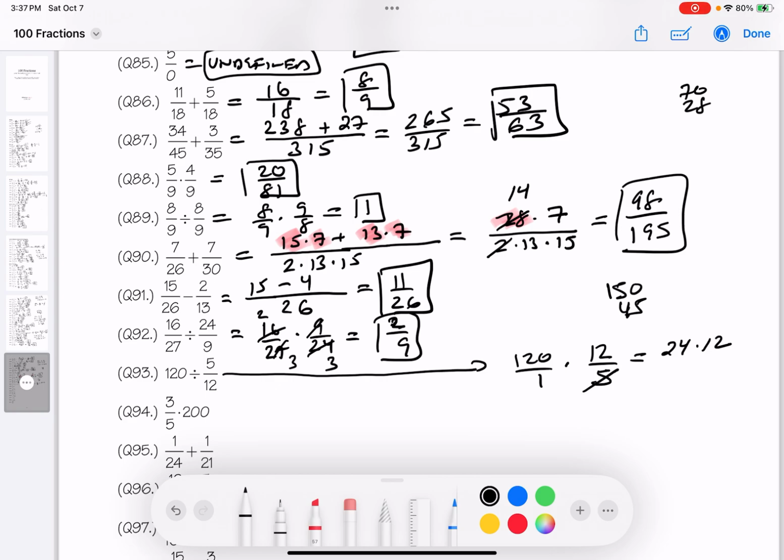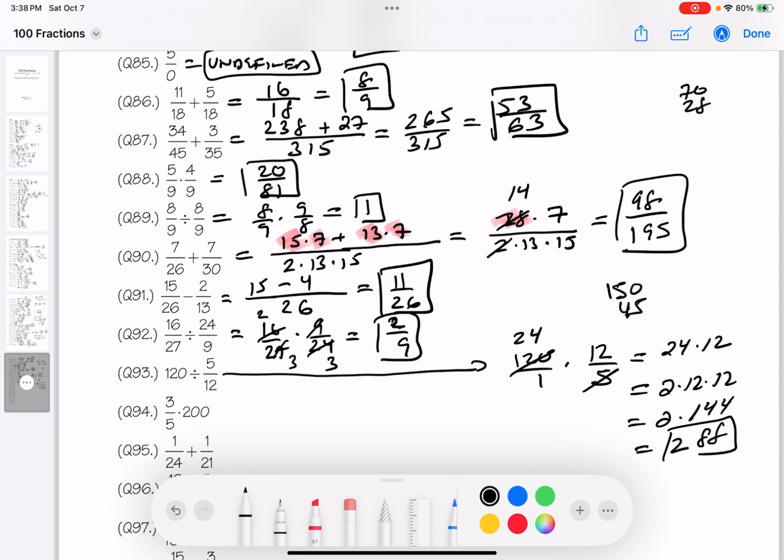Let me go through it again. 5 goes into 5 once, and it goes into 120 24 times. All right? 24 times 5 is 120. And then I'm still looking at 12. So it's 2 times 12 times 12. And 2 times 12 times 12 is 144. So what are you going to get? 288. So the answer is 288 for that one.